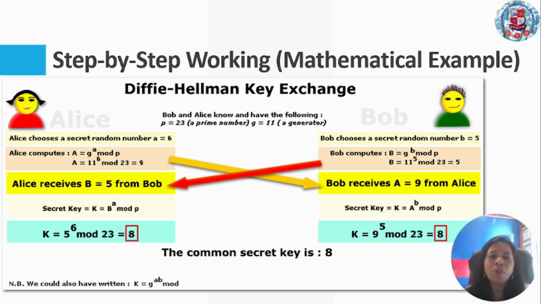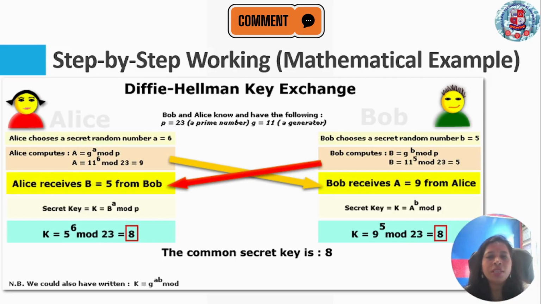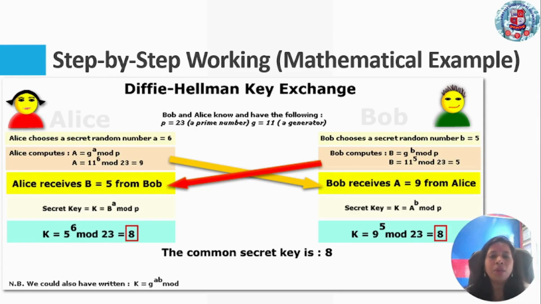On the basis of this public key, both are going to create his or her secret key. The formula for the secret key for Alice is k equal to b raised to a mod p, and the formula for Bob's secret key is k equal to a raised to b mod p. Now you can see that after calculation, both receive the same secret key, 8. That is the common secret key between Alice and Bob.